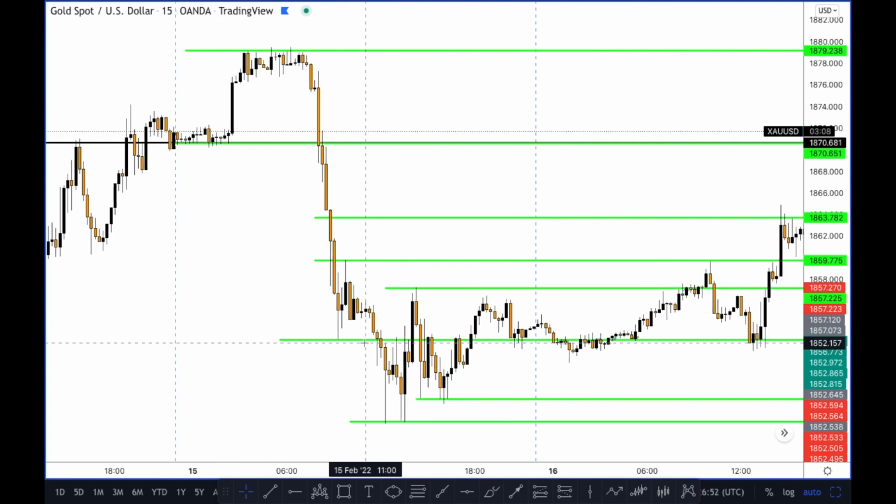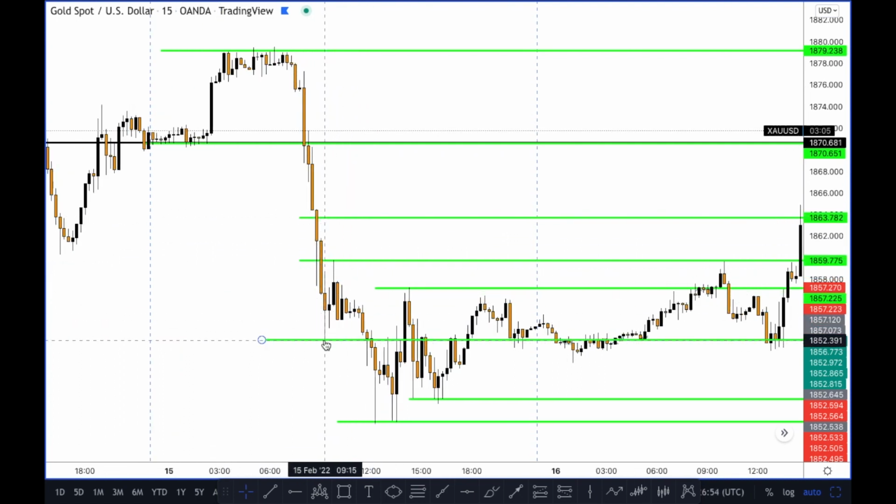When it got to this area here, what did we see after that? We saw the market went down to this area here. It pulled back to this area over here. We could see that the market broke down to this area. We could see the market broke back up to this area and so on. This is what we want to look for.